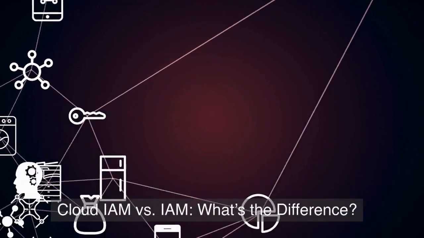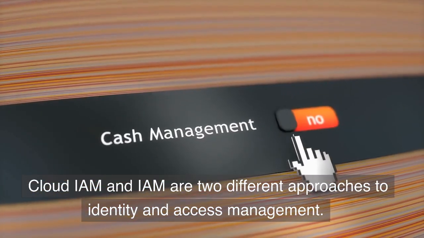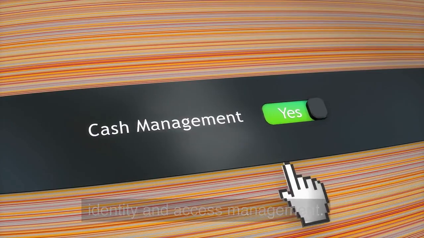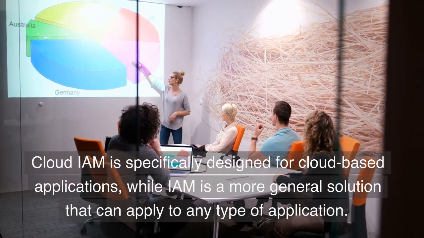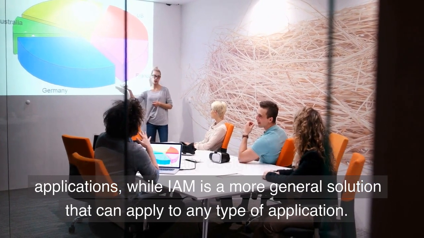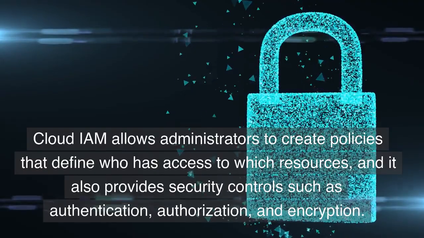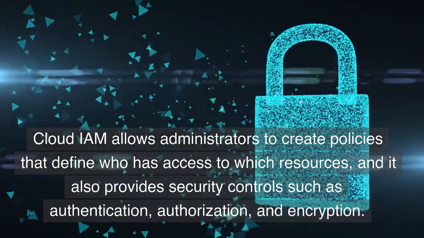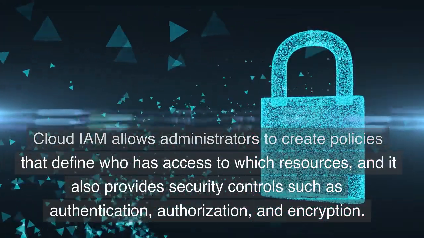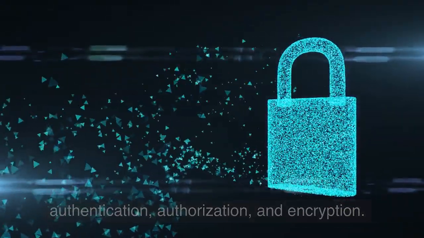Cloud IAM versus IAM. What's the difference? Cloud IAM and IAM are two different approaches to identity and access management. Cloud IAM is specifically designed for cloud-based applications, while IAM is a more general solution that can apply to any type of application. Cloud IAM allows administrators to create policies that define who has access to which resources, and it also provides security controls such as authentication, authorization, and encryption.